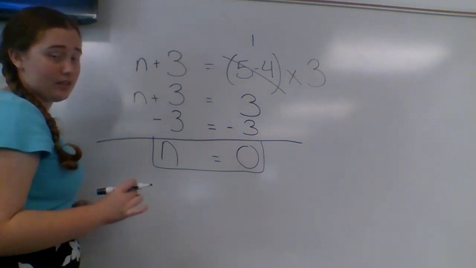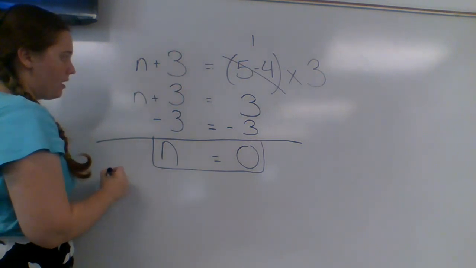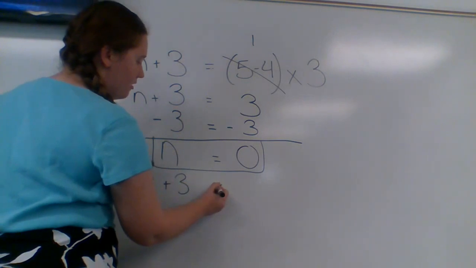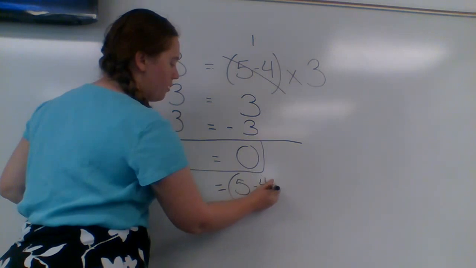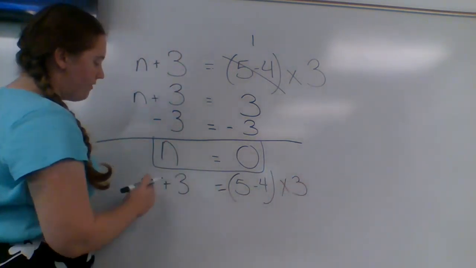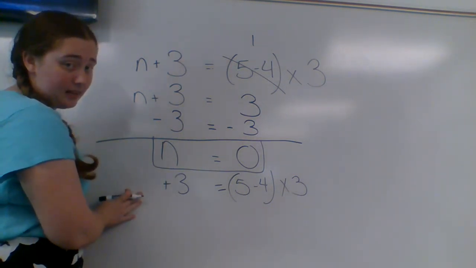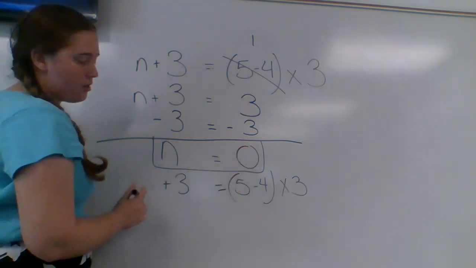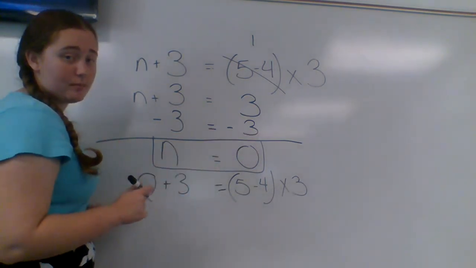And we do need to check this one. The way we're going to check it is we're going to take this first original problem up here, we're going to copy it down. N plus 3 equals, in the parentheses, 5 minus 4 times 3. So I have this n can be replaced by a number. What number can replace n? N is equal to what? Equal to 0. So I can say 0 plus 3 equals 5 minus 4 times 3.